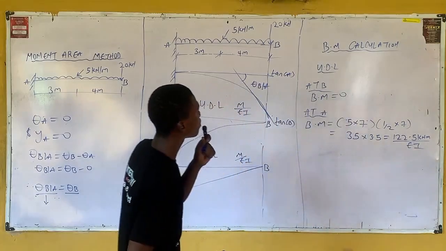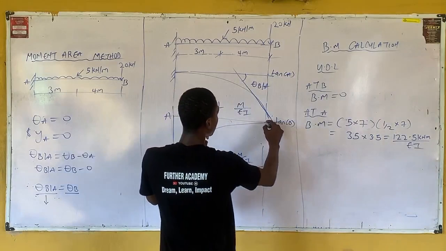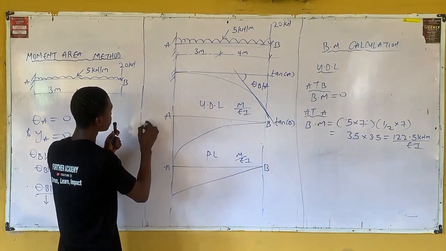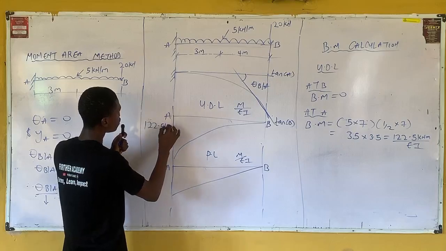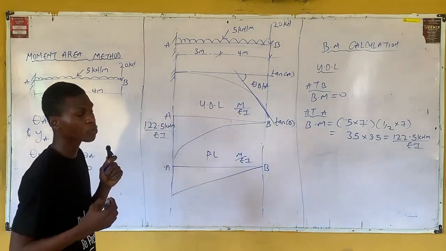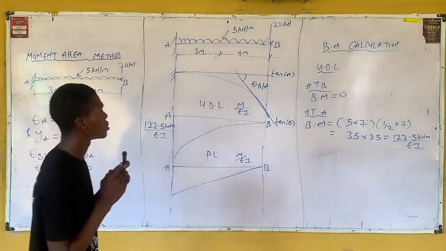So let's substitute the value of our moment. At B, I have 0. At A, what's the value of my moment? 122.5 kilonewton meter, all divided by EI. Any question on that? No question.